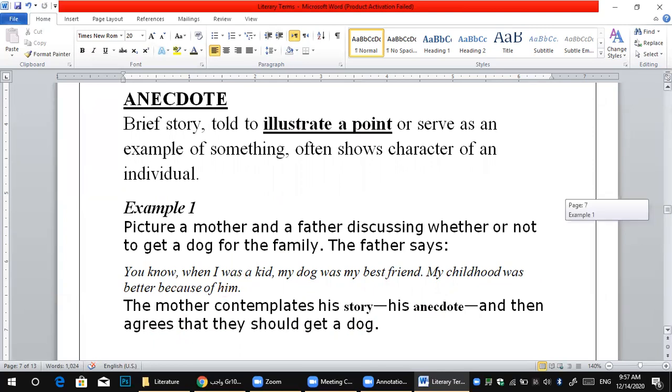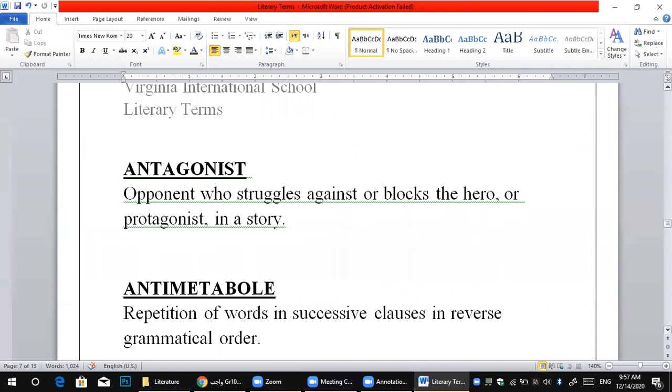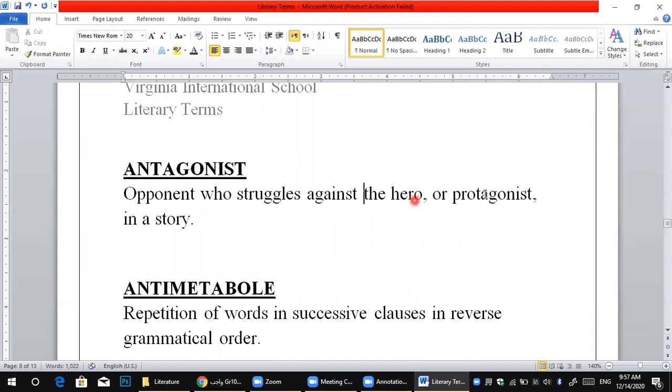Okay, after that, let's move to the next one. It's called antagonist. Antagonist means the opponent, who struggles against or blocks the hero, or protagonist. What does protagonist mean? The hero. Protagonist means the hero in a story. So here, antagonist means the enemy or opponent who struggles against the hero.